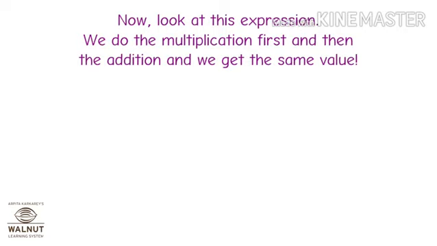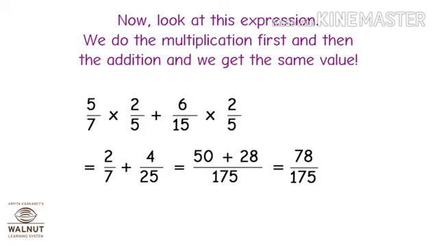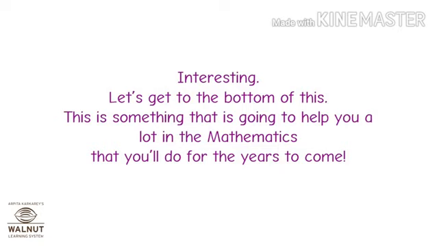Now, look at this expression. We do the multiplication first and then the addition, and we get the same value. 5 upon 7 multiplied by 2 upon 5 plus 6 upon 15 multiplied by 2 upon 5 is equal to 2 upon 7 plus 4 upon 25, is equal to 50 plus 28 upon 175, is equal to 78 upon 175. Interesting. Let's get to the bottom of this. This is something that is going to help you a lot in mathematics that you'll do for years to come.